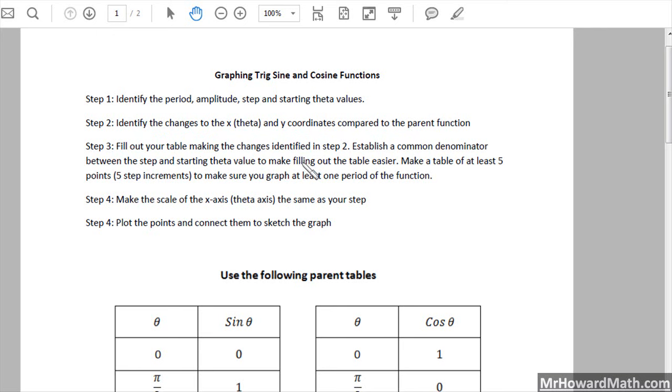Step 3, fill out your table making the changes identified in step 2. Establish a common denominator, this is important, between the step and starting theta value to make filling out the table easier. And make a table of at least 5 points, that's 5 step increments, to make sure you graph at least one period of the function. Step 4, make the scale of the x-axis, which is the theta axis, the same as your step. That makes it a lot easier to graph. And I don't care if you change the scale on any graph that I give you to make that easier. That's fine. And then what should be step 5, plot the points and connect them to sketch the graph.